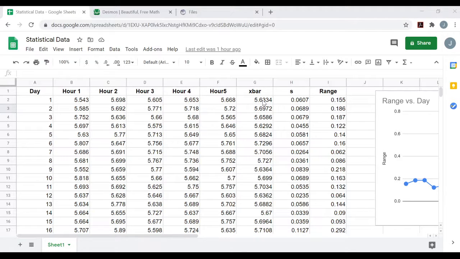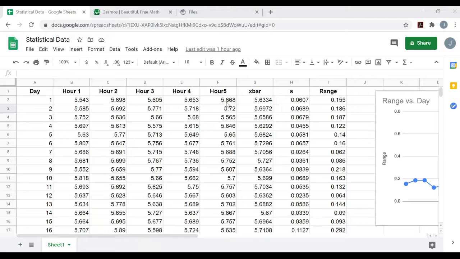I've got the x bar written. This is the mean value of just these first 5. I've got the S here, the standard deviation, 0.0607. This is the standard deviation of just this sample of 5 for day 1. And then the range, which is what we're going to focus on in this video. Right? The range of this sample.